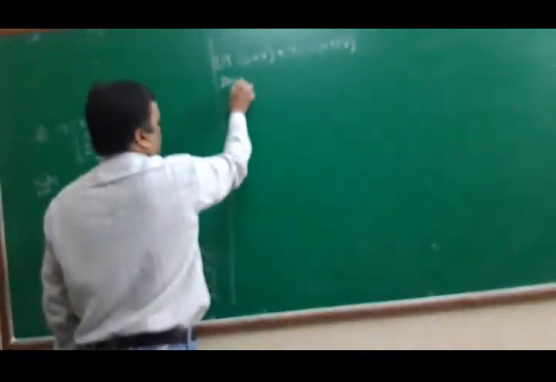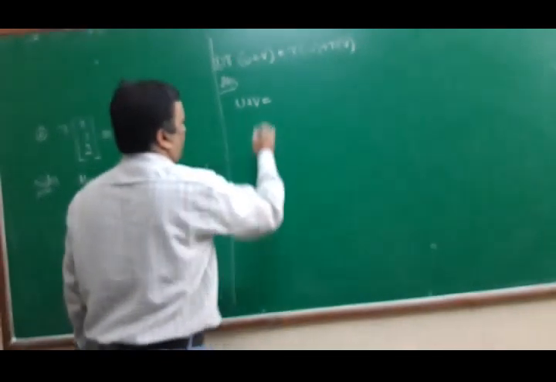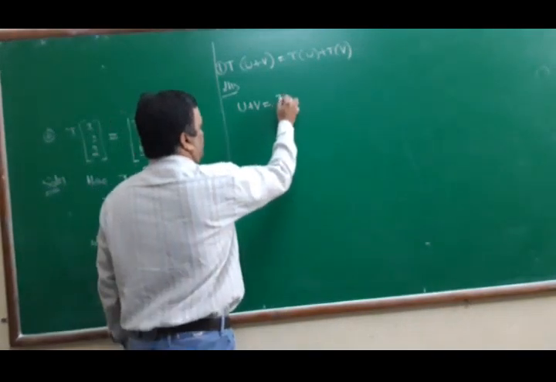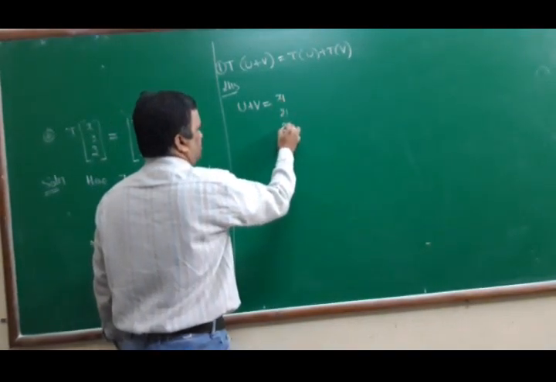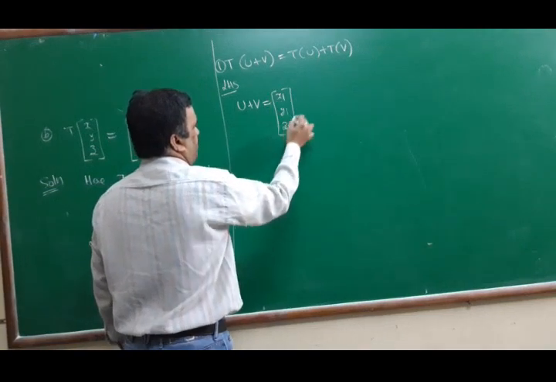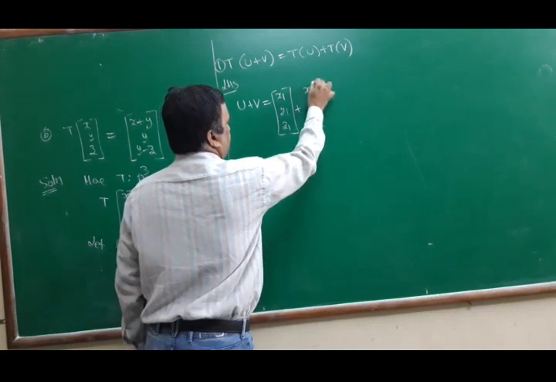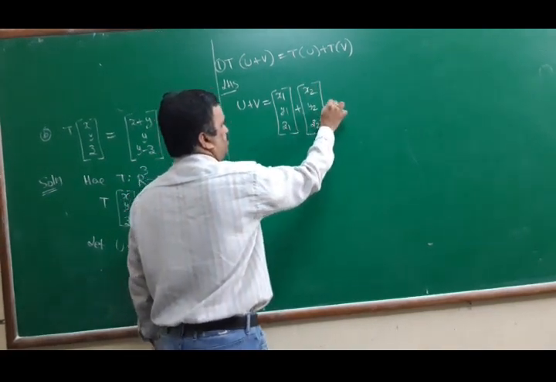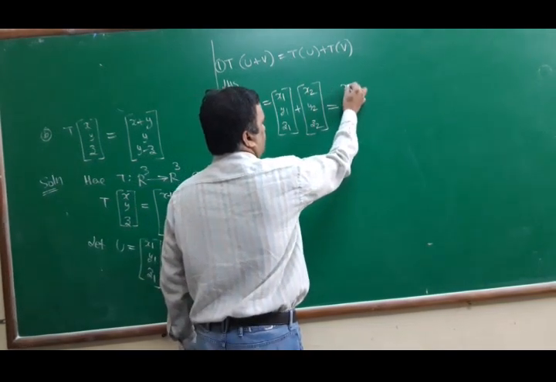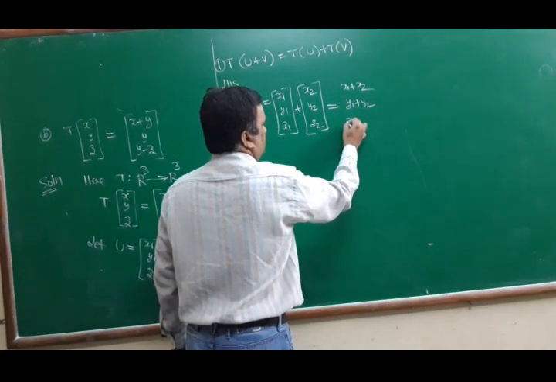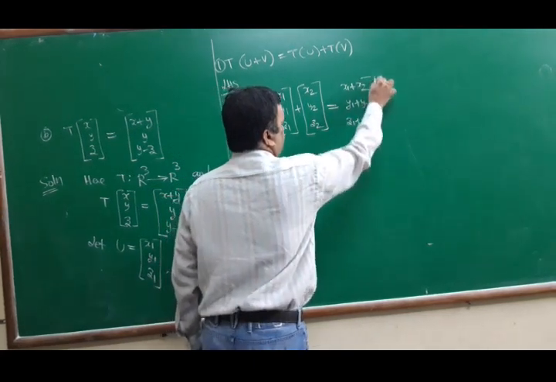Left hand side I am doing first. First within the bracket we have u plus v, and we already have u and v, so substitute those values: x1, y1, z1 plus x2, y2, z2 equal to x1 plus x2, y1 plus y2, z1 plus z2.